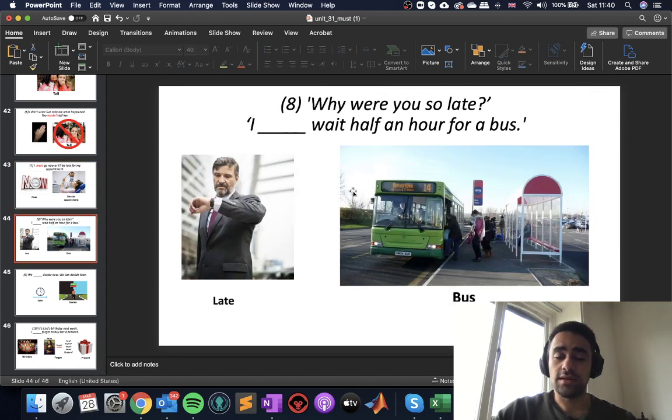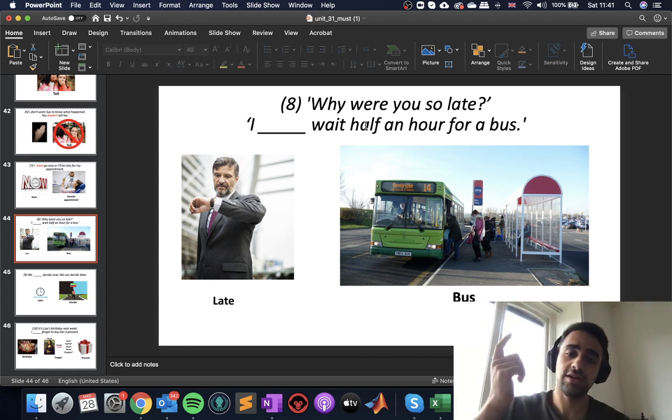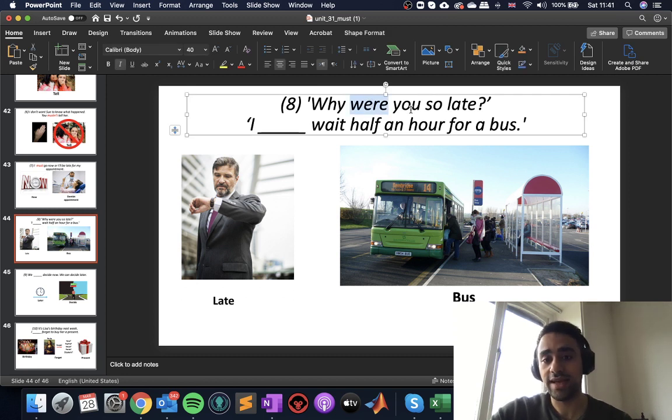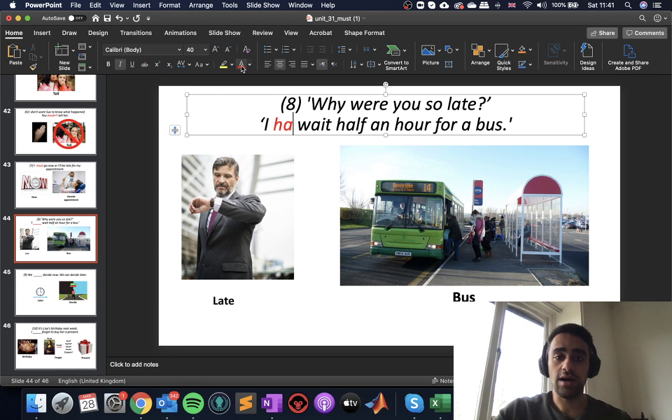The next one, why were you so late? I wait half an hour for a bus. So I am late and it was necessary to wait for the bus. And because it was necessary, either it's must or had to. Let's look at the tense. Were you? So were you is me indicating something in the past. Why were you late? So we use I had to in this case. So I had to wait half an hour for a bus.